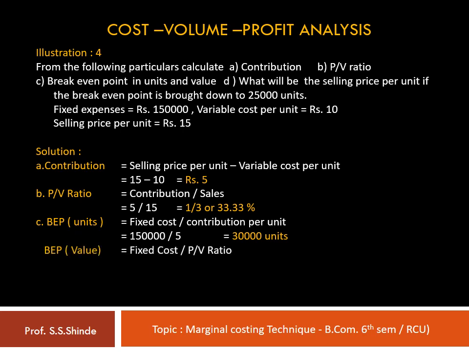Now in terms of value, we can multiply the break-even units into the selling price to get that value. But in terms of equation, the BEP is calculated as fixed cost upon PV ratio. So the fixed cost is 1,50,000 divided by 1 upon 3 or 33.33%. Therefore, it works out to 4,50,000 rupees.